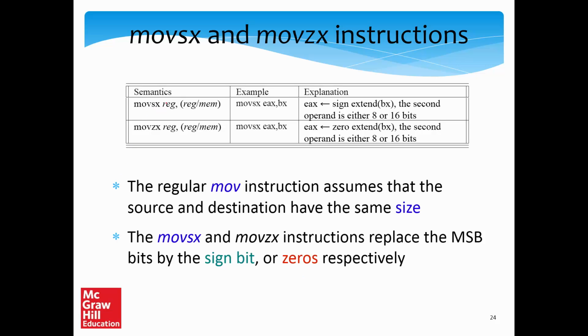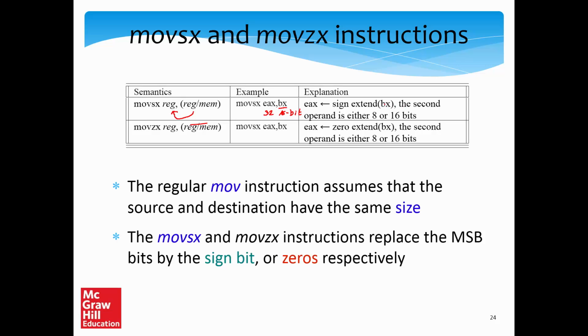The generic semantics is slightly restricted, in the sense that the first operand can only be a register and the second one has to be a register or memory. Once this value is being moved over here, we can, for example, write move SX, EAX, BX. Mind you, BX is a 16-bit register and EAX is a 32-bit register.